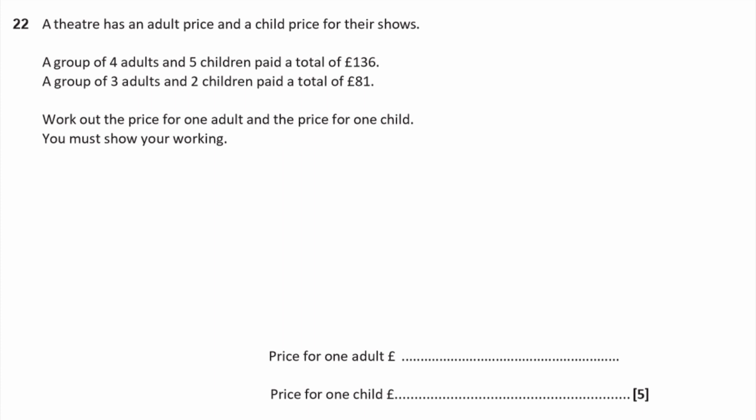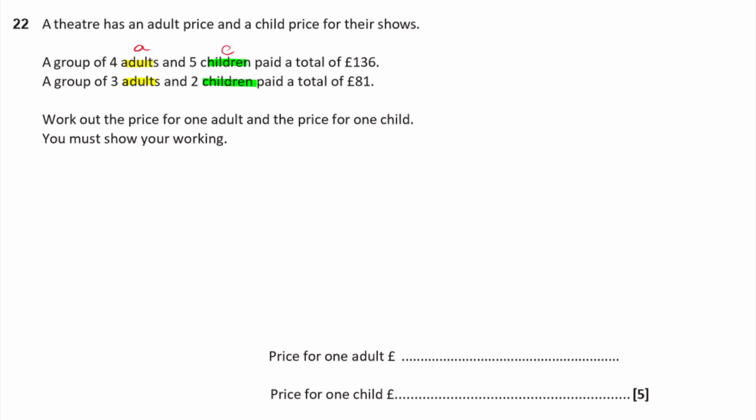Now this might not look like it, but it's actually a problem involving simultaneous equations. But in order to solve it, you need to form those simultaneous equations first. So you notice that both sentences contain adults and they contain children. So I'm going to let the adults be the letter A and the children be the letter C, because that seems to be quite straightforward.